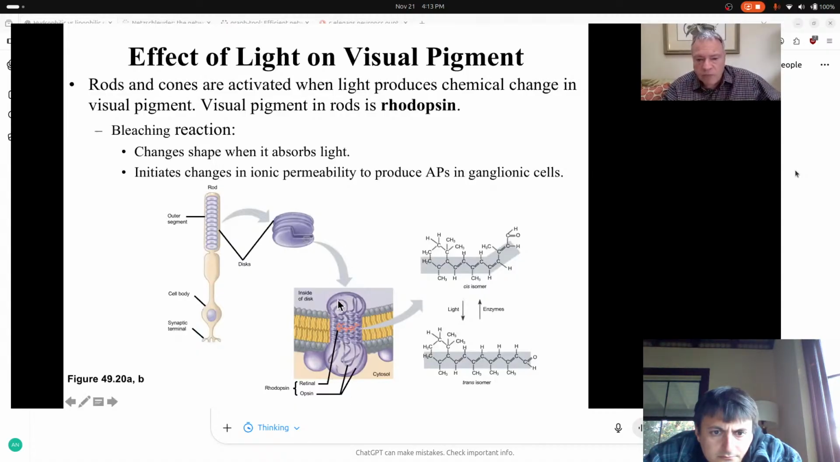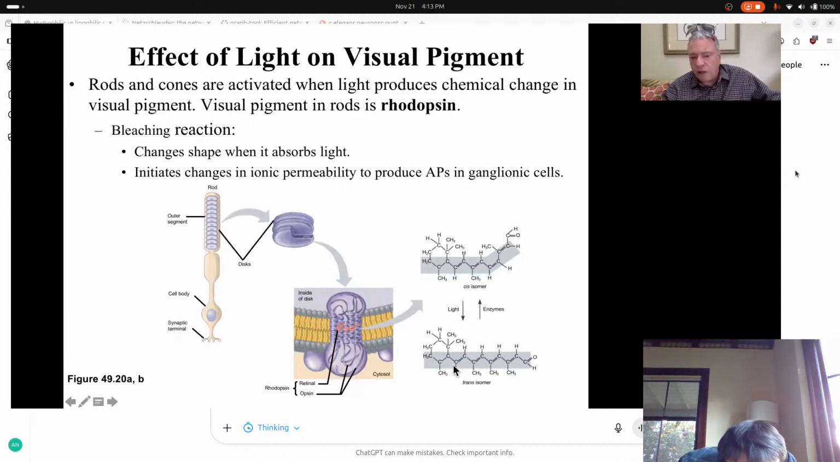And so here's an opsin. In your rods, the pigment is rhodopsin, so it's a particular one. Here's the retinal pigment, and here's the opsin protein embedded in the membrane of these discs. There's lots of membrane and lots of pigment here, so light coming through is likely to hit that pigment. And so it changes the ionic permeability, briefly opening and closing these ion gates, as light hits these molecules and turns them into the trans isomer.